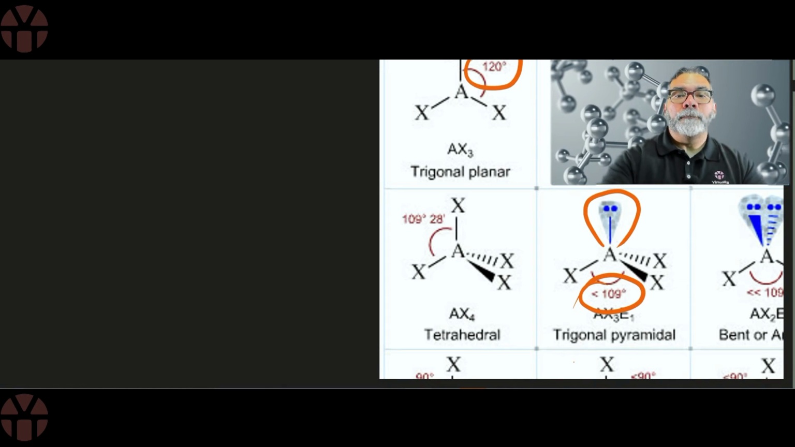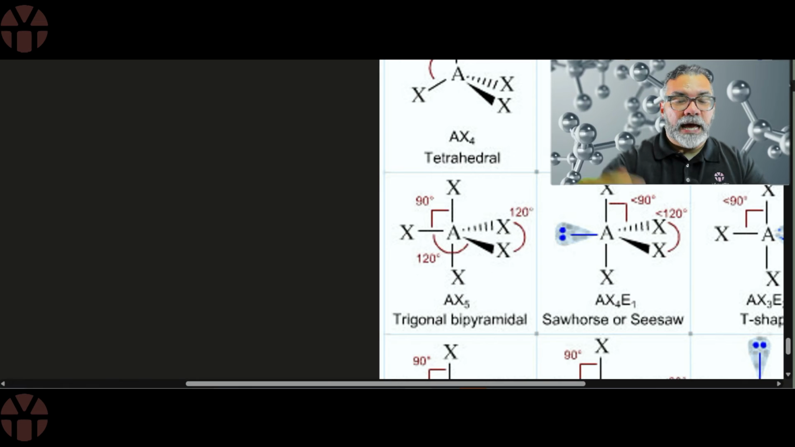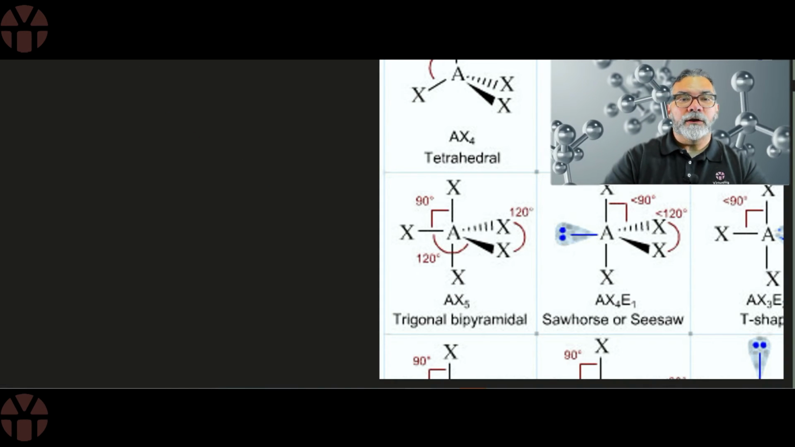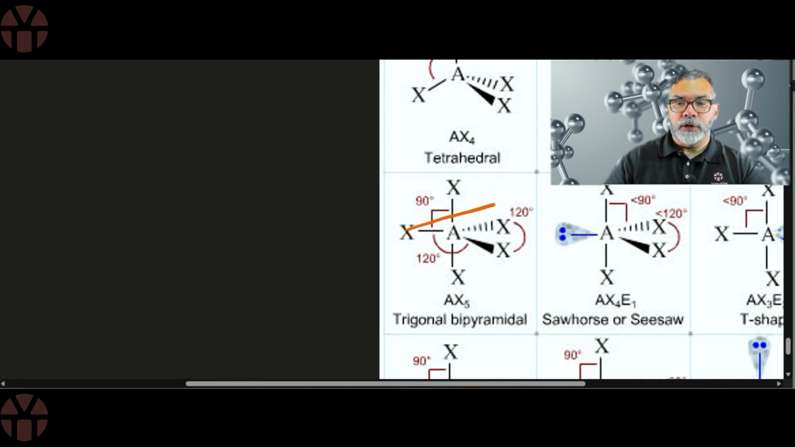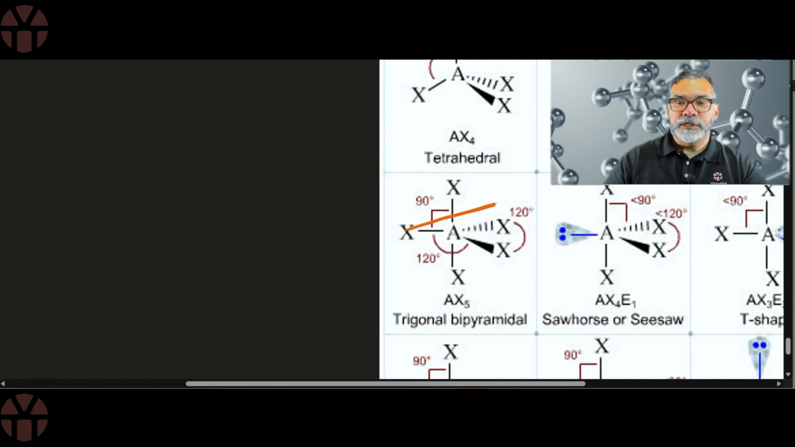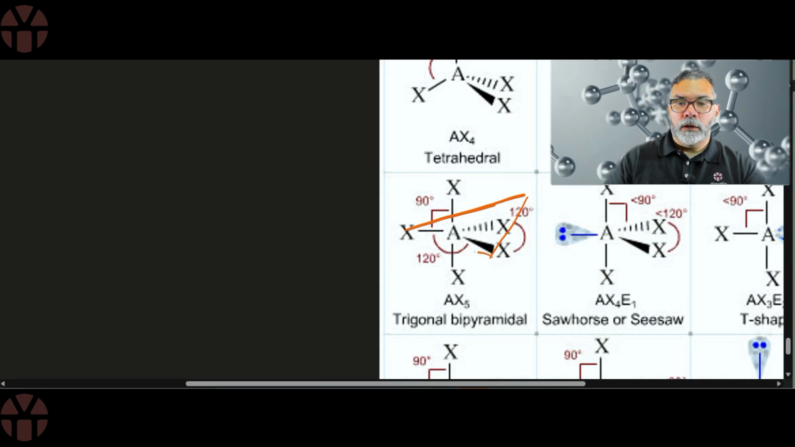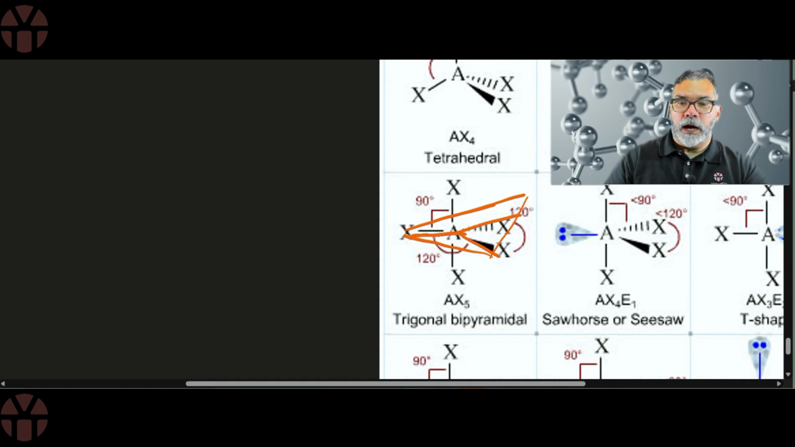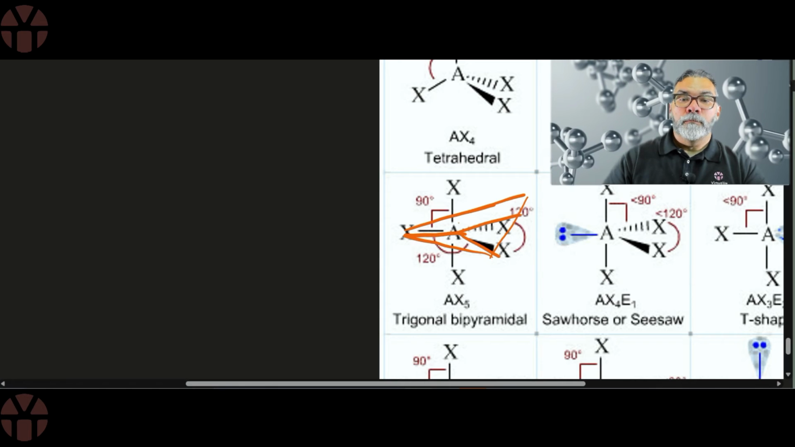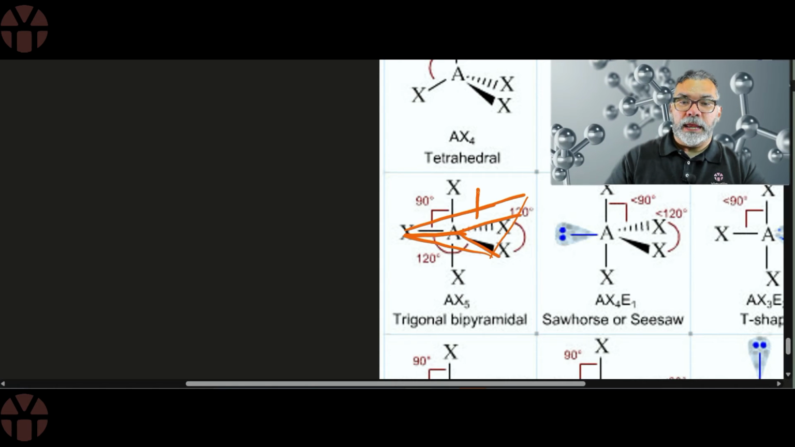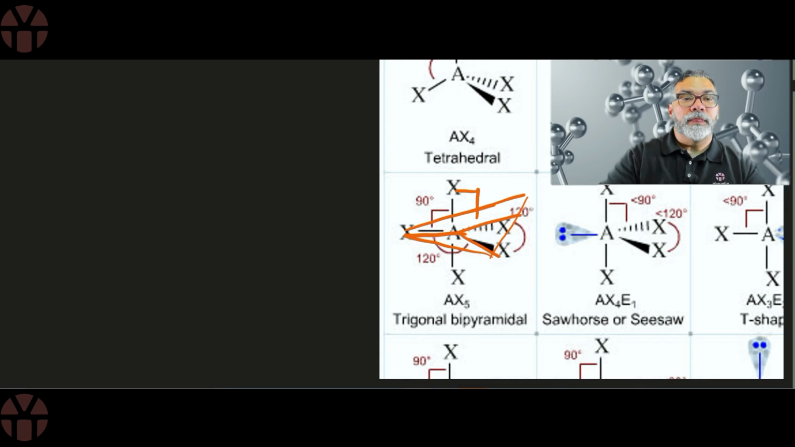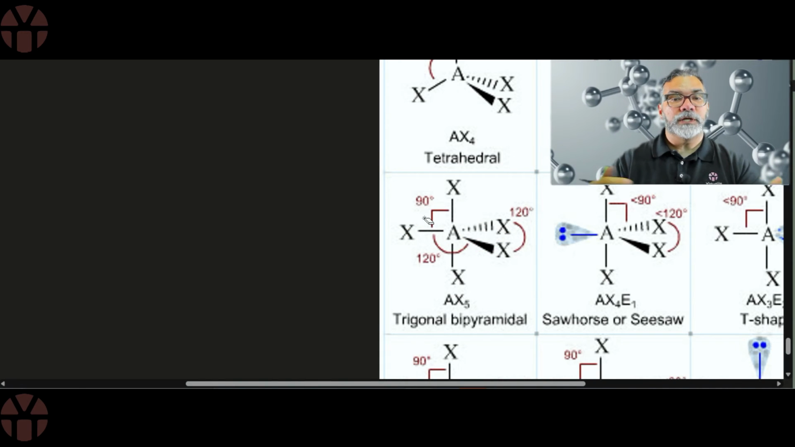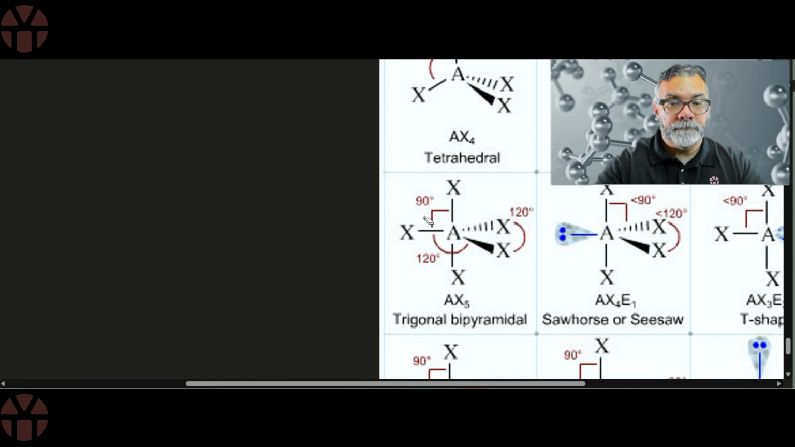Okay, if we looked at, again, 5 possible bonding sites, we had our triangle in the middle. So here was our triangle. The distance between all of these clouds was going to be 120 degrees. But between the triangular plane and the one that went up top, that was 90 degrees. Therefore, there were 2 angles in our trigonal bipyramid.